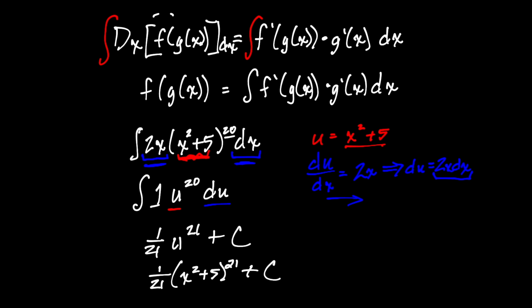So again, we can check this. If you check this and did the chain rule here, you'd have 21 times 1 over 21 is 1. And then you would take x squared plus 5 to the 20th, which we have up here, and multiply it by the derivative of the inside, which is 2x. So when we take the derivative of this, we go back to where we started from. So that's the way to double check that.